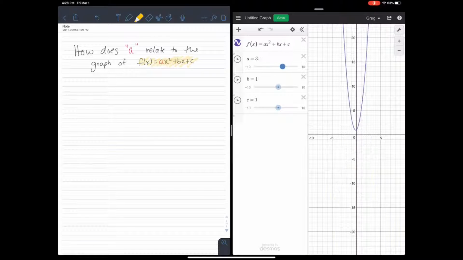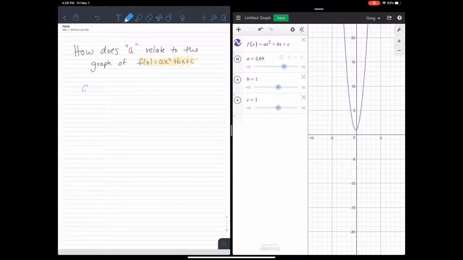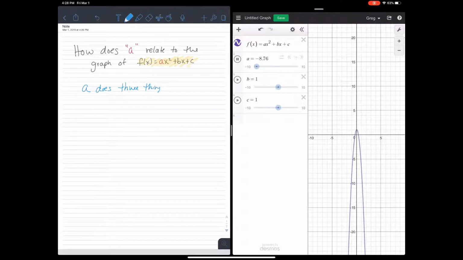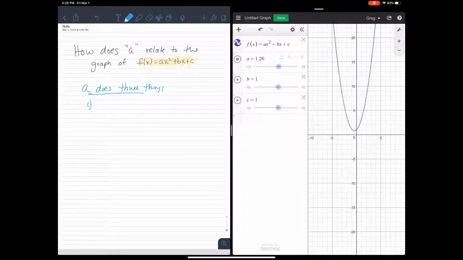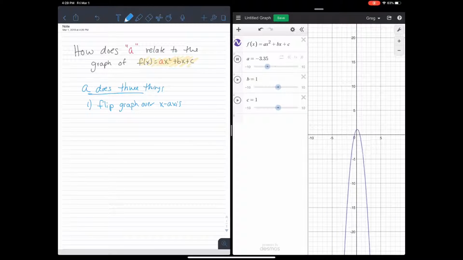So as I slide a, we can see how things change. I'm just going to hit play for a second. As that is playing, we are going to write down the three things that we see a do to the graph of a quadratic. So to summarize, a does three things. The first thing it does is it flips the graph over. We can see sometimes it's up like a cup, sometimes it's down. And when I mean it flips it over the x-axis, it can either look like this or it can look like this. So we can see it's changing based on how I change a.